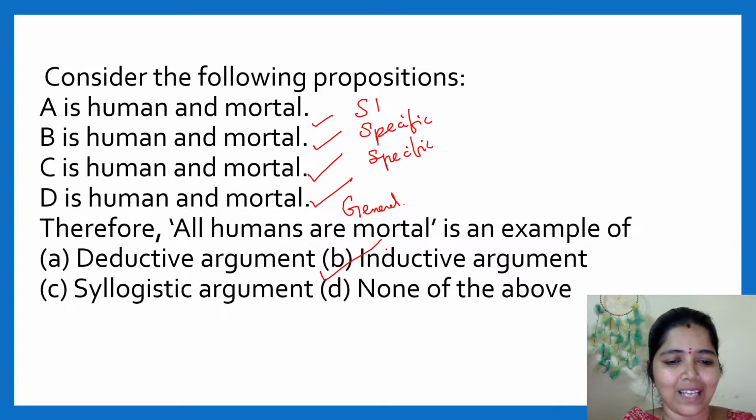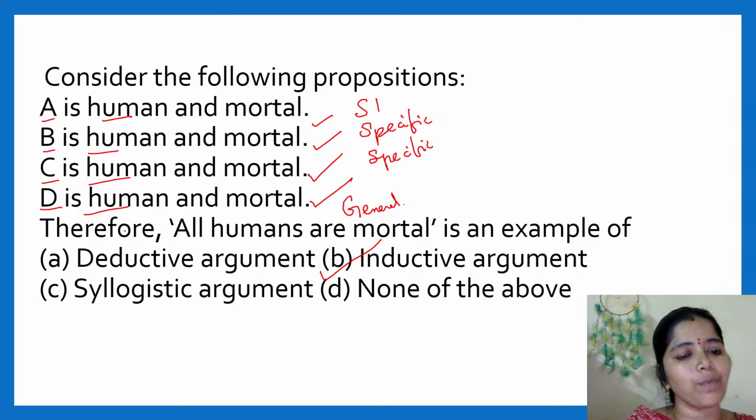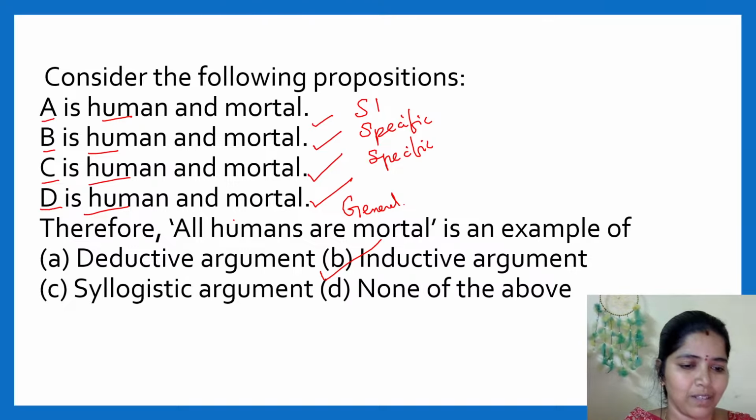Tangaponu, it's not A, it's B. How? See, here it's specific. A is human and mortal. B is human and mortal. C is human and mortal. D is human and mortal. Therefore all humans are mortal. How is it possible? It may not be, right? These are specific instances from which I am making a general statement. So it is an inductive argument. Clear?